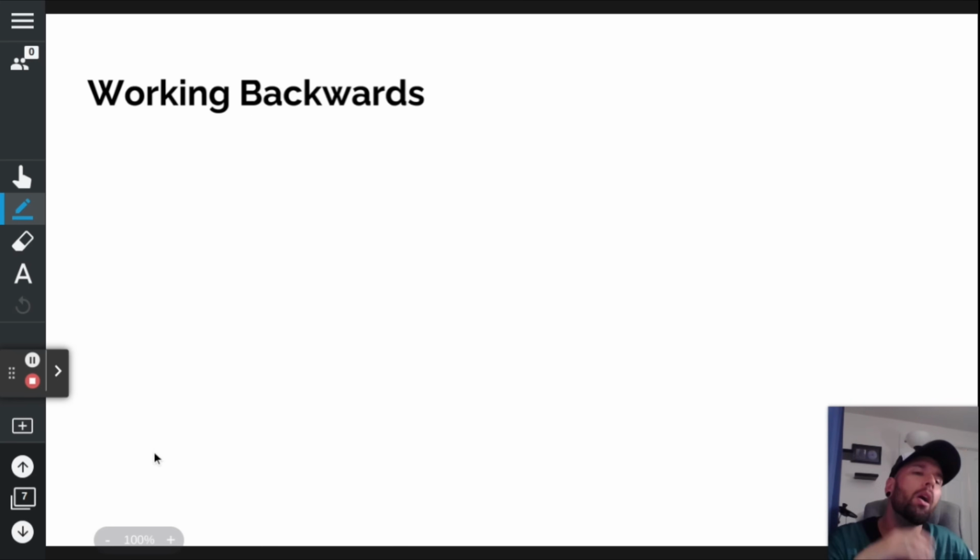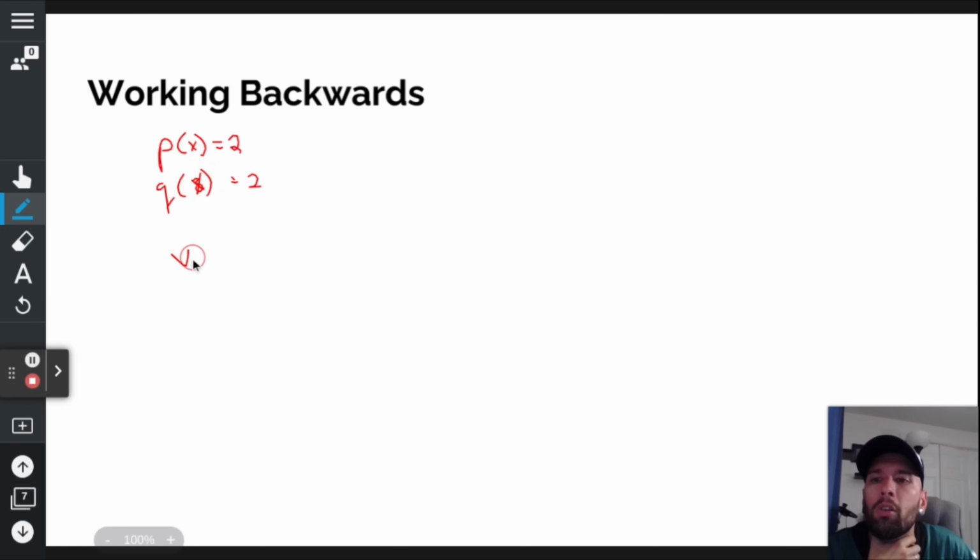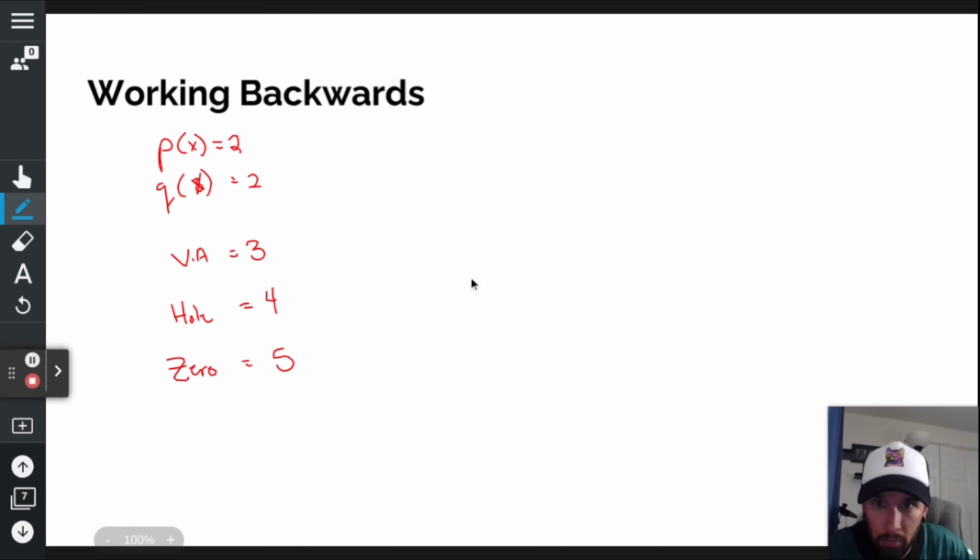Working backwards. Lots of problems are going to give you something like this. Let me give you something where the degree of the numerator is 2 and the degree of the denominator is also 2. I don't know why I put 3 there. And let's just say that there is a vertical asymptote at 3 and a hole at 4 and a 0 at 5. We can create a rational function.